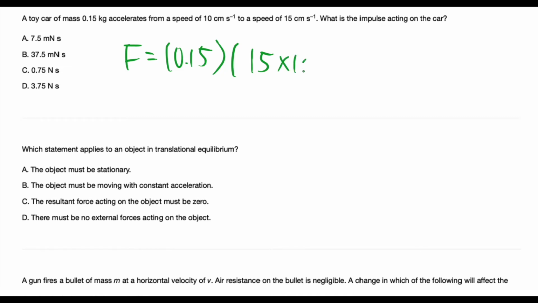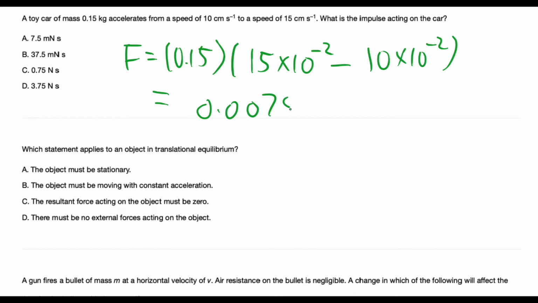I'm going to convert that to meter per second. So times 10 to the negative second power, and then minus initial speed. And you also convert it to meter per second as well. And this is going to be equal to 0.0075 Newton second, which is equal to 7.5 millinewton second. So the answer is A.